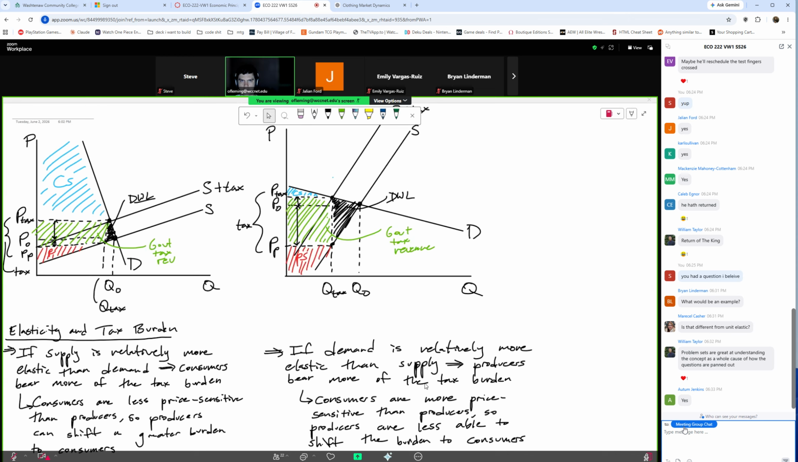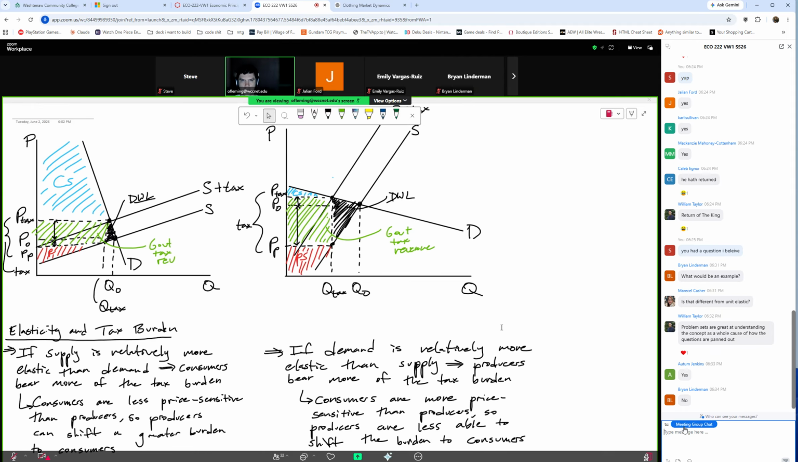What would be an example? Brian, did I answer that question? Is that different from, yeah? Okay, so hold on. Brian, can you clarify what you mean? An example of what? A good with perfectly inelastic demand? An example would be zero demand. Oh, okay.